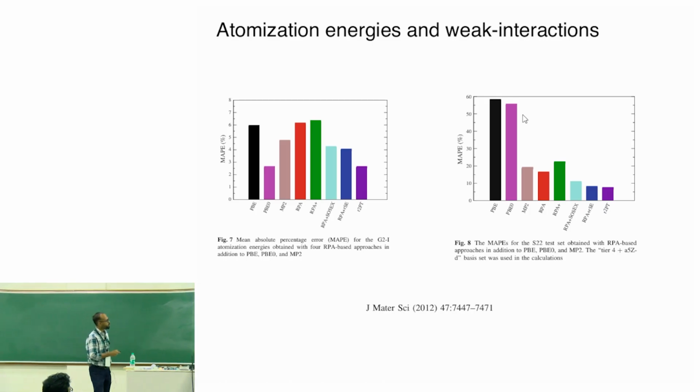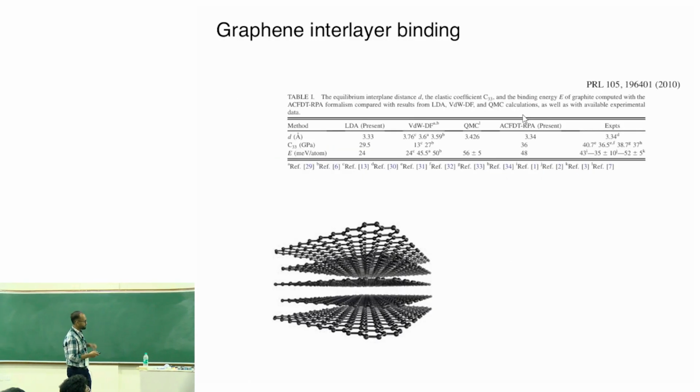So now the selling point here is the interaction energies for the S22 data set. What you would notice here is a dramatic improvement with RPA methods. You see that the errors in the interaction energies are reduced by a large amount for this S22 data set, which is made up of molecular dimers interacting with weak interactions. So this is one main advantage.